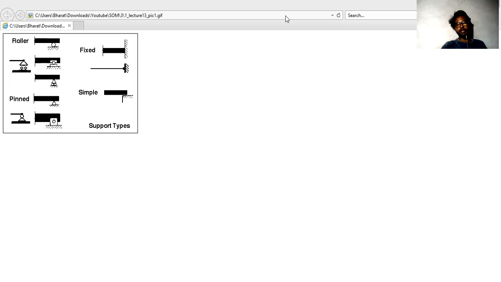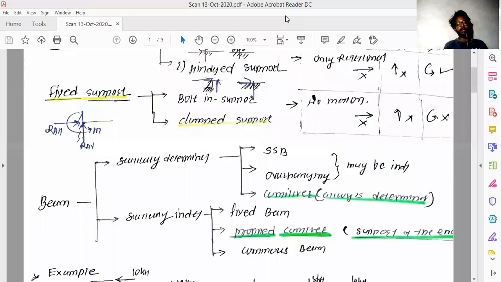We will go to our next topic, the beam. We'll discuss the beam. This kind of beam is divided into two subcategories. First is the statically determinate beam, and second is the statically indeterminate beam. So what exactly do indeterminate and determinate mean?